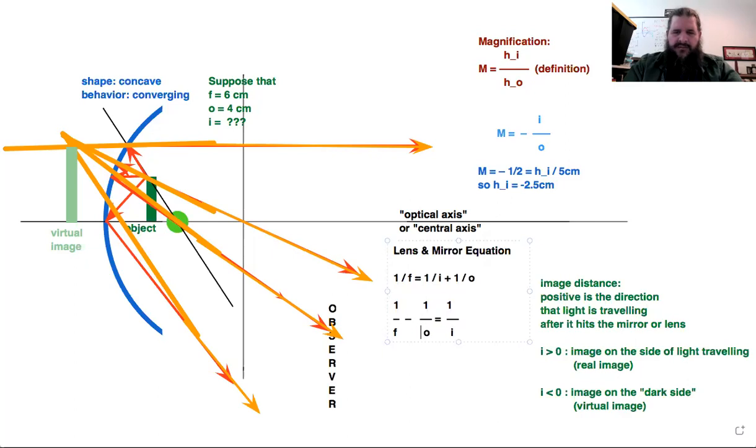equals 1/I. And then in order to do anything useful with this, we really need to combine these into one big fraction. How would we combine 1/f minus 1/O? How could we get a common denominator there? This first one, for instance, 1/f, that's missing an O. And the second one, 1/O, that's missing an F. So let's just multiply those in.